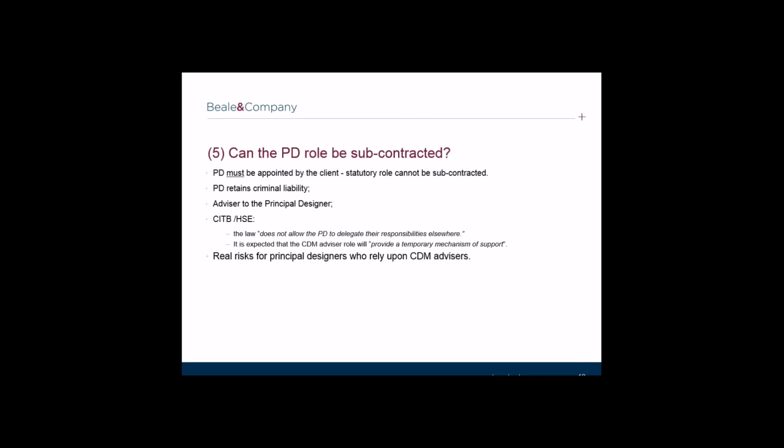In any event, given that the statutory criminal liability cannot be passed on, if you appoint a CDM advisor, you will need to have sufficient control to ensure that they do not cause you to breach your duties as PD.